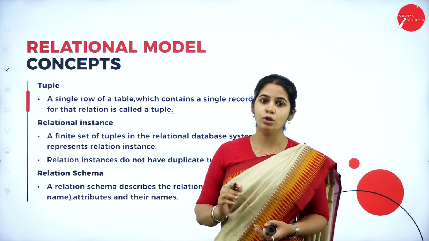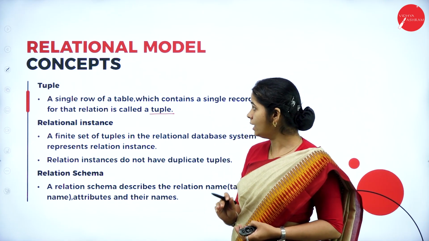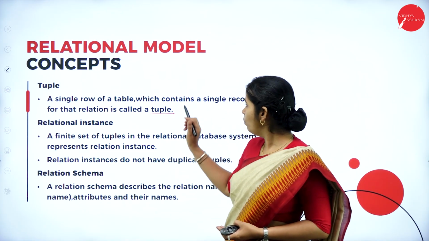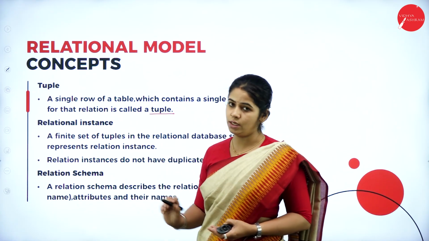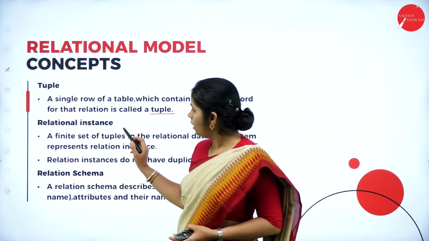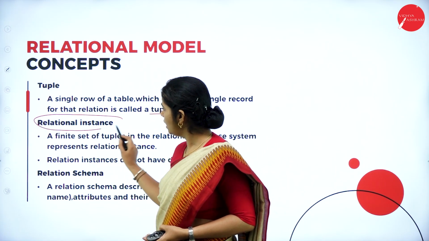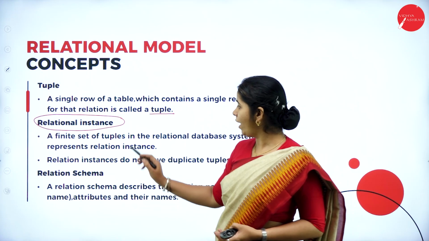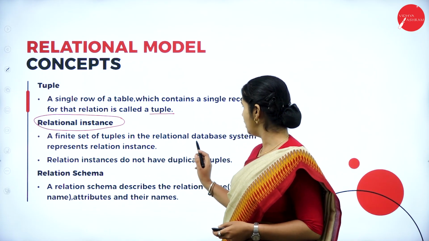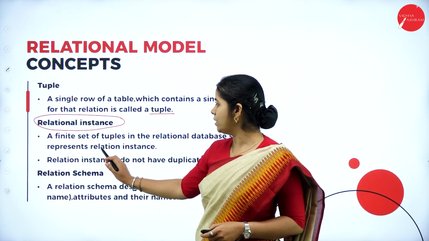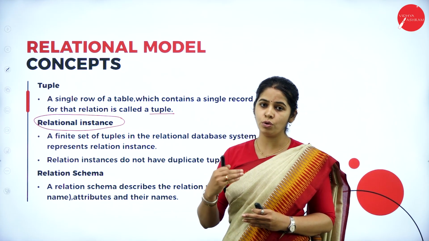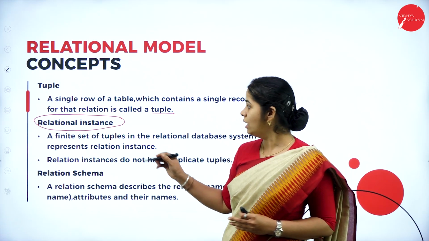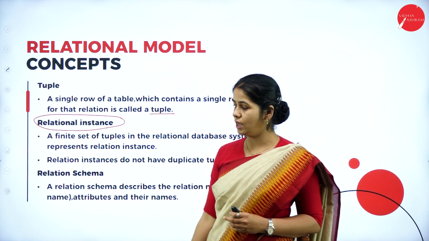Next, what is a tuple? A tuple is a single row of the table which contains a single record of the relation. What is a relational instance? A finite set of tuples in the relational database system represents the relational instance. Number of rows: how many rows we have entered into the table, that is called the relational instance.